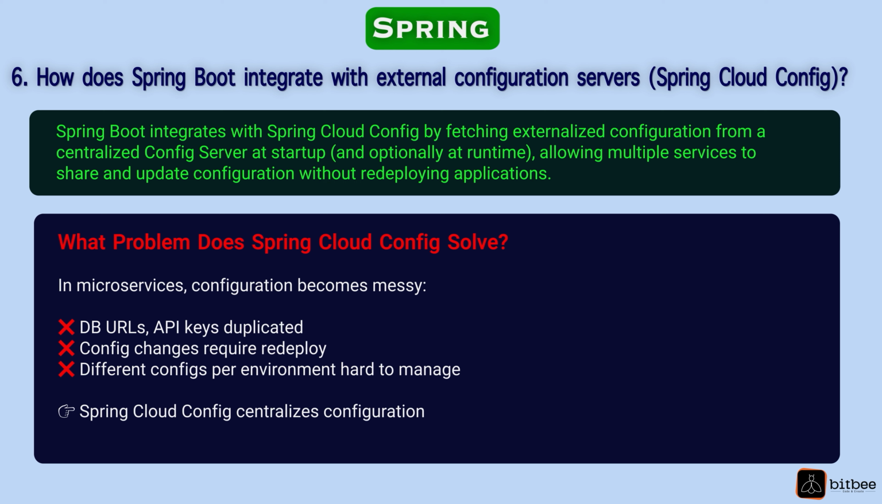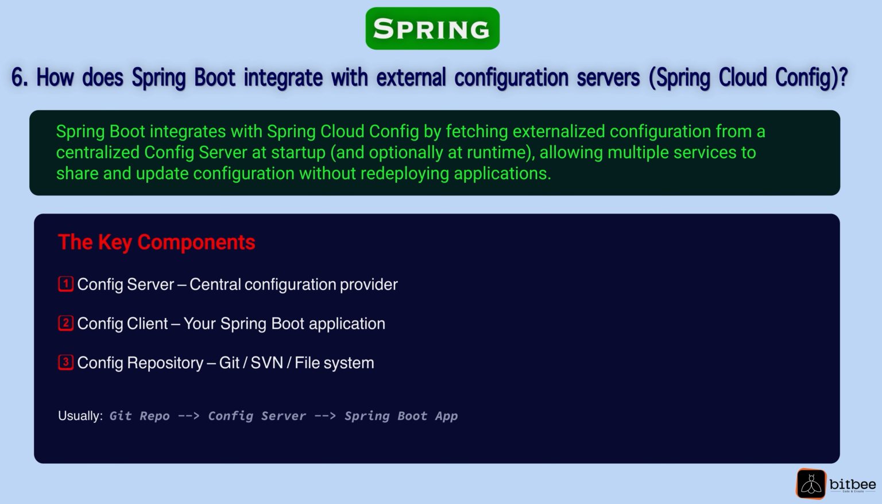This is where Spring Cloud configuration comes into the picture, and it acts as a centralized configuration. So in Spring Cloud configuration, there are three different key components: the config server, which is the central configuration provider; the config client, our Spring Boot application or an API service; and the third one is the config repository.